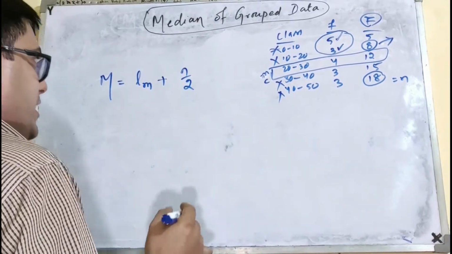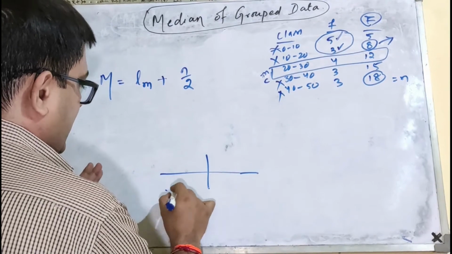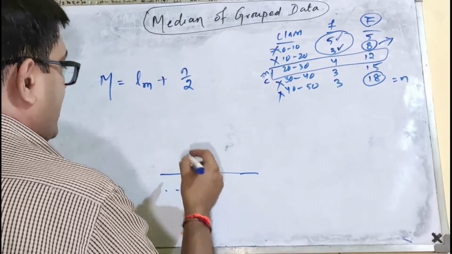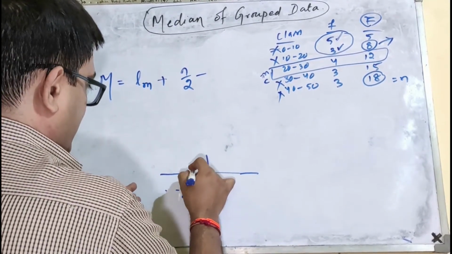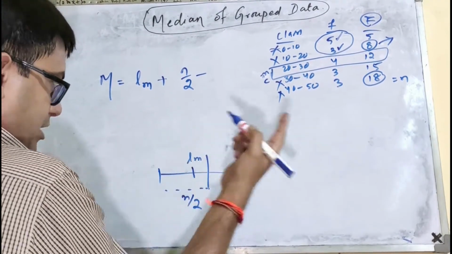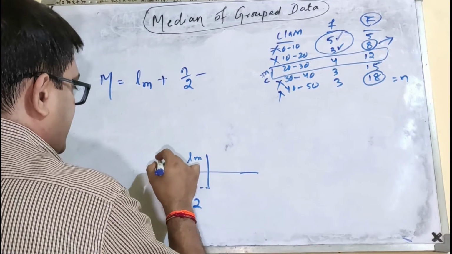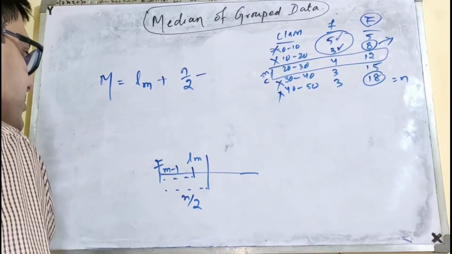What is n by 2? It is the number of data points below the median mark. Okay, minus, this is the lower limit. So all the data points below the lower limit of the median class, and this is the cumulative frequency of the class preceding the median class.